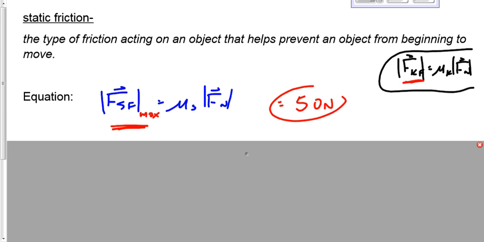I push with a force of 45 to the right. How hard is friction going to push? 45 to the left, because it can push as hard as 50, right? It pushes 45 to the left. Does it move? It's in a state of equilibrium, right? I push 45, it pushes 45 the opposite way. Equilibrium, it's going to stay at rest, right? I push with 51. The maximum possible force of static friction is 50.